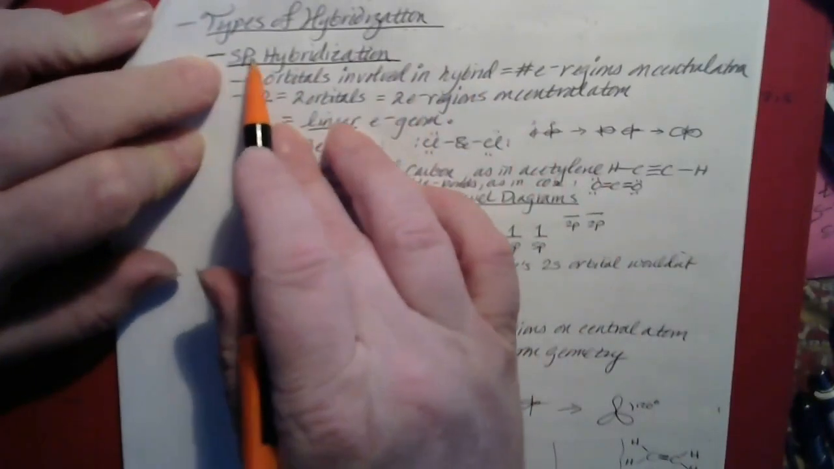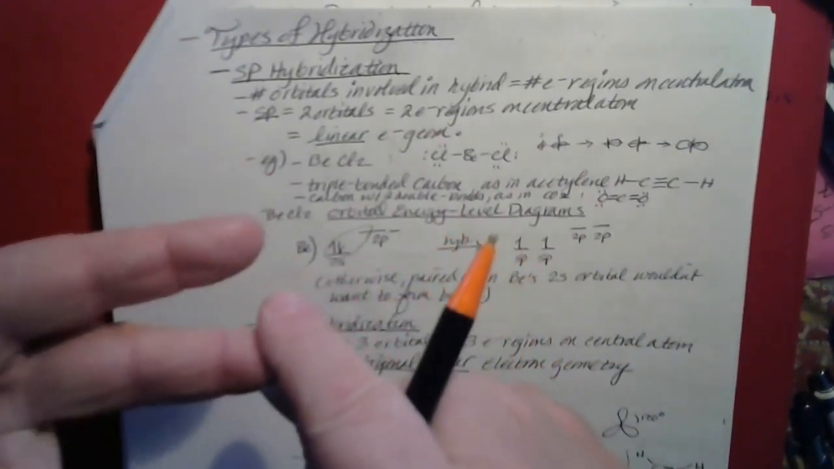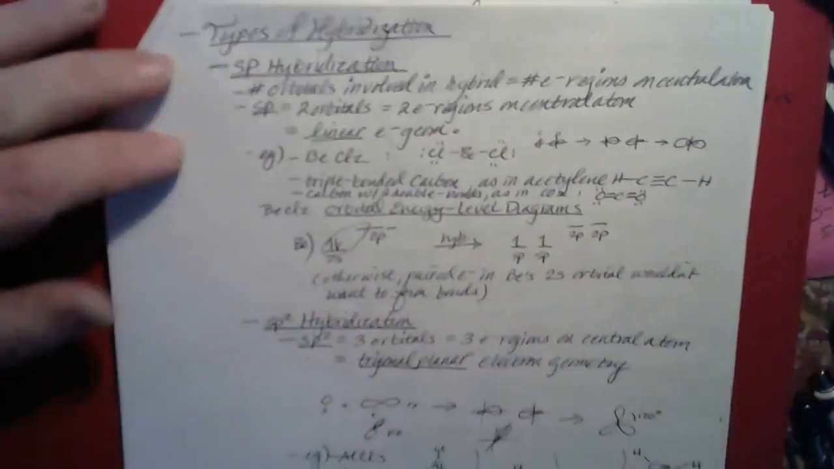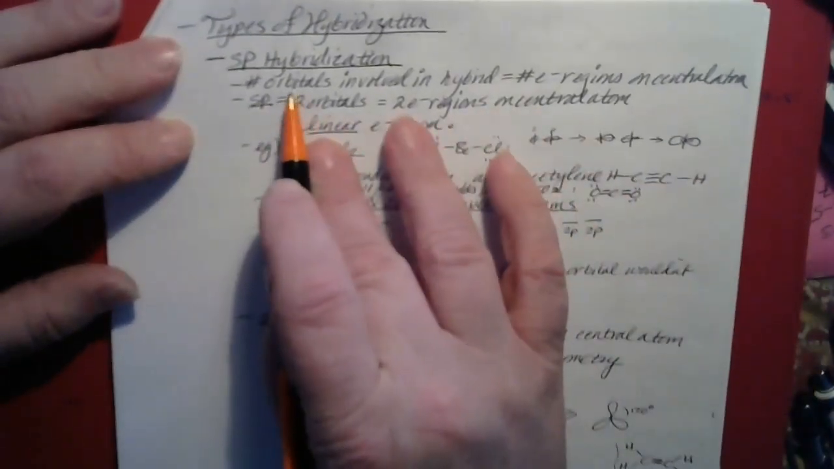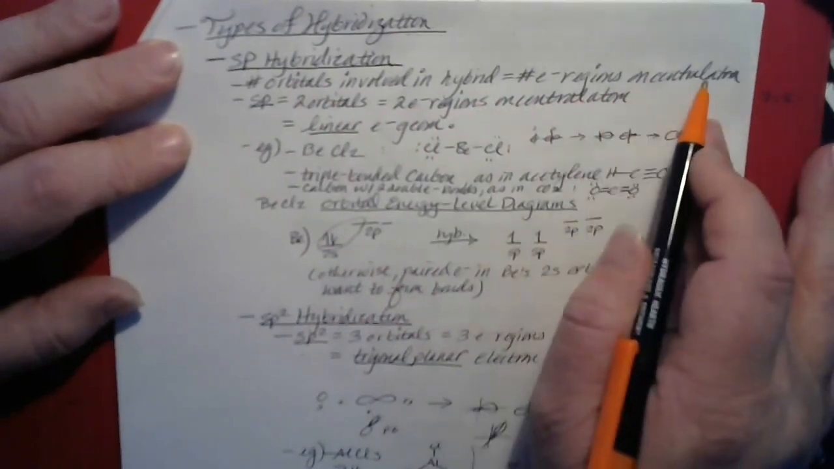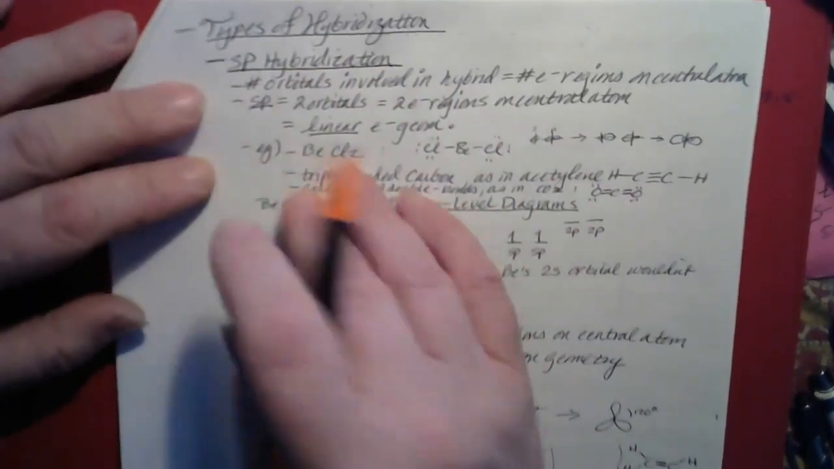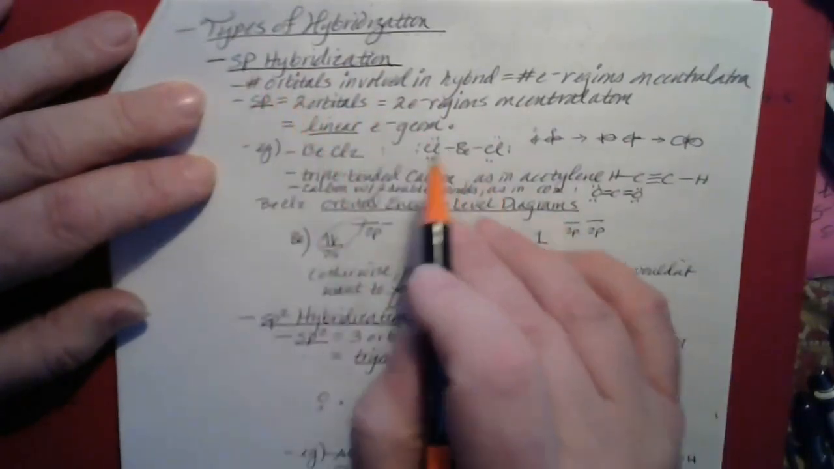Looking briefly at the types of hybridization, we'll start at the bottom with the simplest one, and that would be sp hybridization. Sp hybridization involves an s orbital and a p orbital in the valence shell of the central atom. And remember that the number of orbitals involved in the hybrid is the same as the number of electron regions on the central atom. That means if you've got two orbitals involved in the hybridization, then you have two regions of electrons on the central atom.